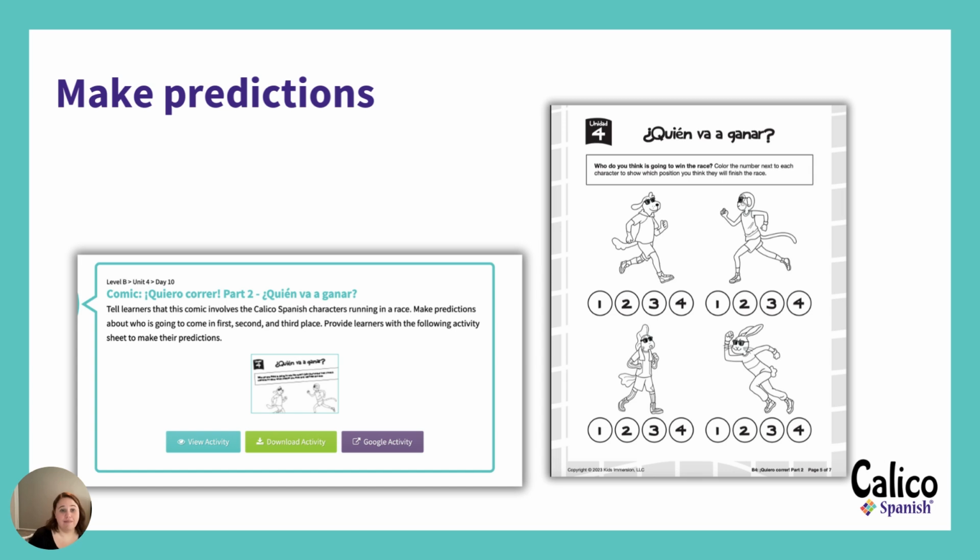Next, we have a making predictions activity. We have learners make predictions about the story often. Making predictions is a really core component of many state standards, when we're talking about the Common Core standards for ELA, and also when we're talking about language acquisition standards. So one of the activities here for this comic is called Quien va a ganar. This comic involves the characters running a race. And so they have to make predictions about who is going to come in first, second, and third place. We do provide them an activity sheet to keep track of their predictions.